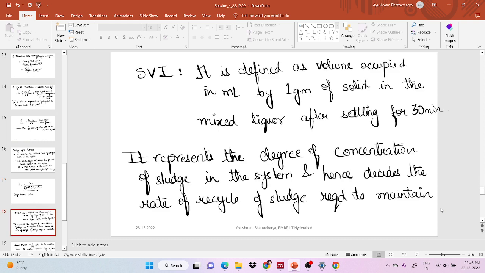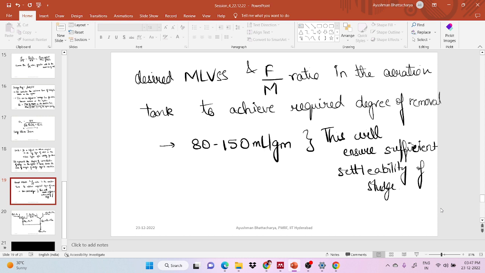Then we went to sludge volume index. Sludge volume index basically defines the volume occupied in ml by 1 gram of solid in the mixed liquor after settling for 30 minutes. It represents the degree of concentration of sludge in the system and hence decides the rate of recycle of sludge required to maintain the desired MLSS and F by M ratio in the aeration tank to achieve the required degree of removal. It ranges from 80 to 150 milliliter per gram. This will ensure sufficient settleability of sludge.